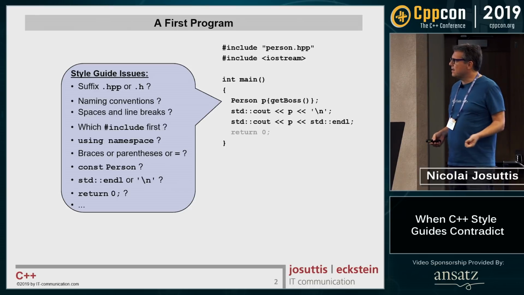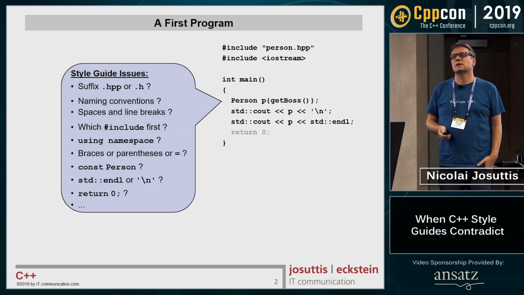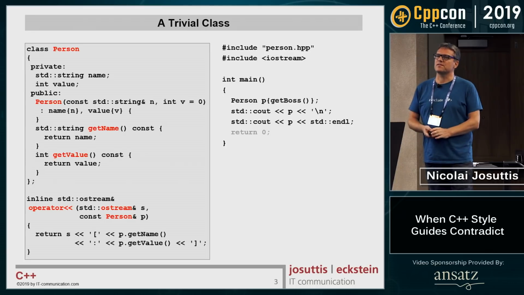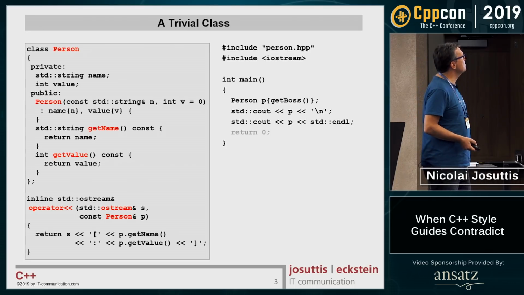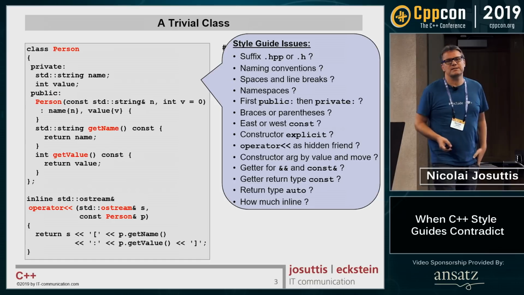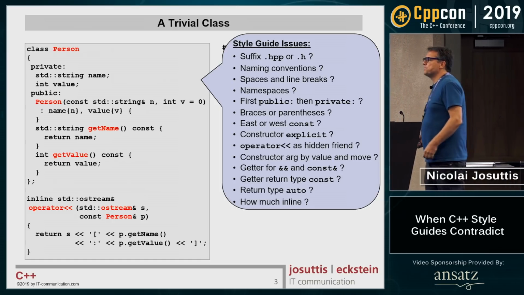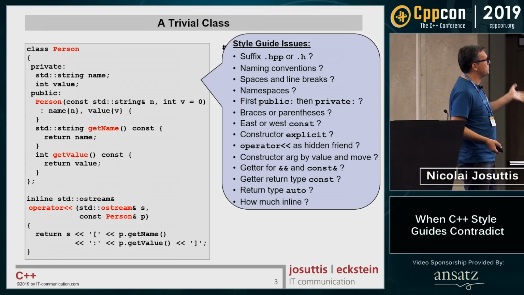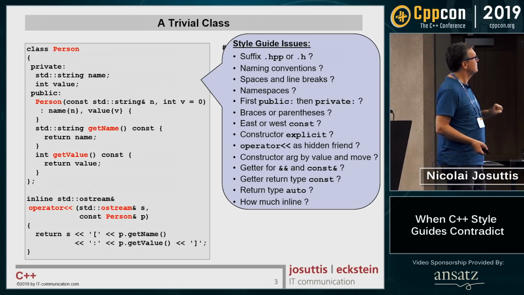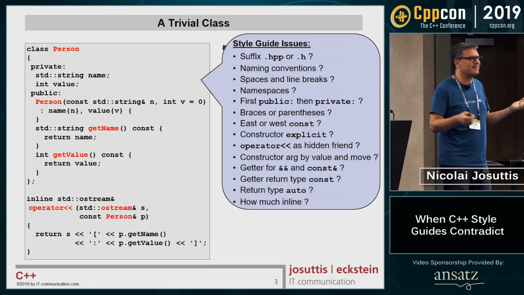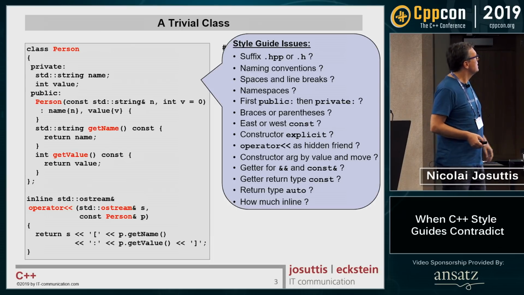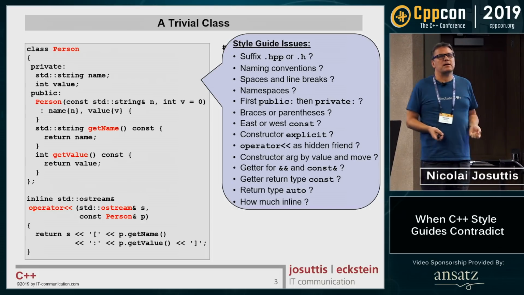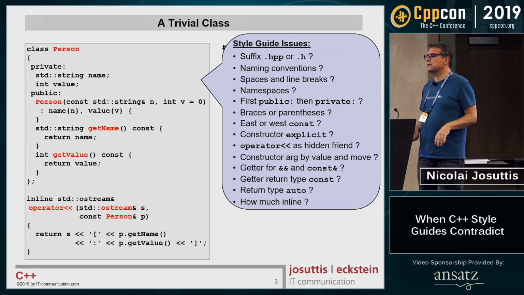And yeah, we have different answers on these questions in different style guides. And we have more. So let's implement this class person, this type we are using. We have even more questions to answer. So besides that, an interesting question is, should we first have the private or the public section of this class? Should we have east or west const? I like this discussion. Should the constructors be explicit? Should the output operator be a hidden friend? If you don't know that, wait a minute.